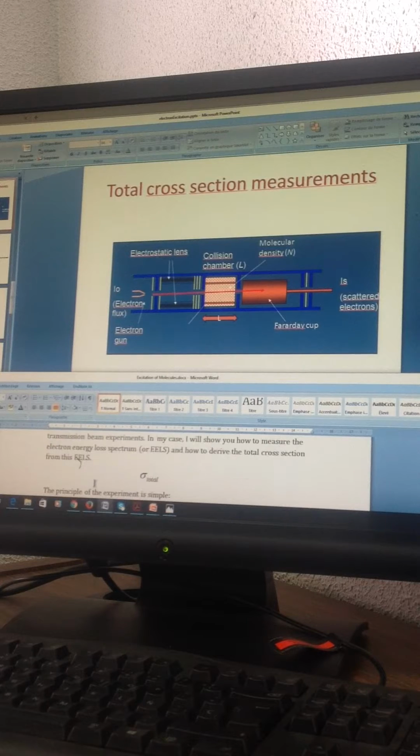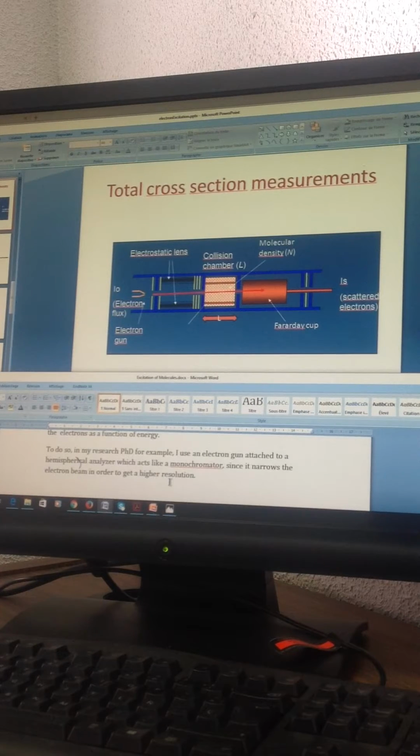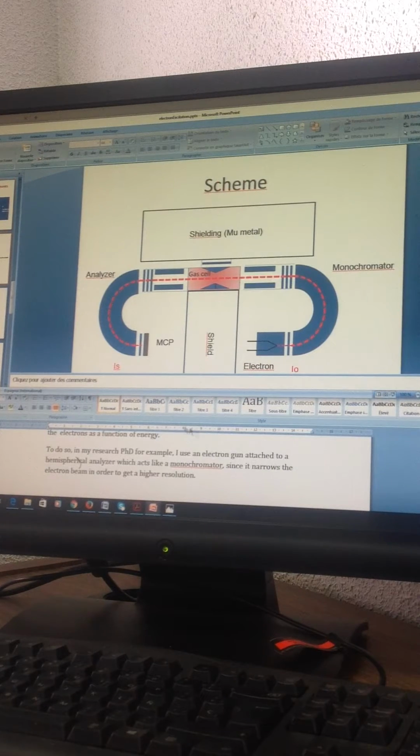Cross-section from this electron energy loss spectra. So the principle of any experiment which measures the total cross-section is very simple. You have to send a beam of electrons on a gas target, then you have to detect those electrons as a function of energy. To do so, in my PhD, for example, I used an electron gun attached to a hemispherical analyzer, which is basically a hemispherical condenser, which acts like a monochromator in order to narrow the electron beam and get a high resolution.